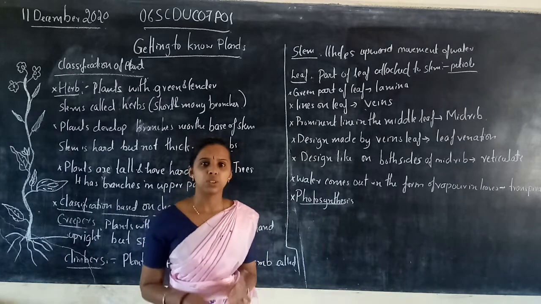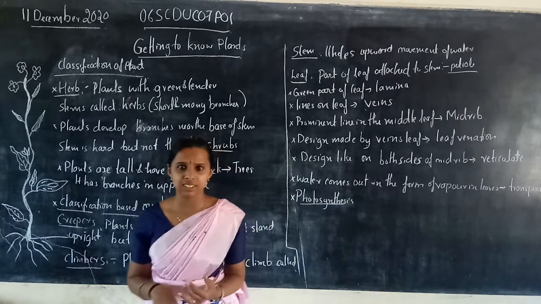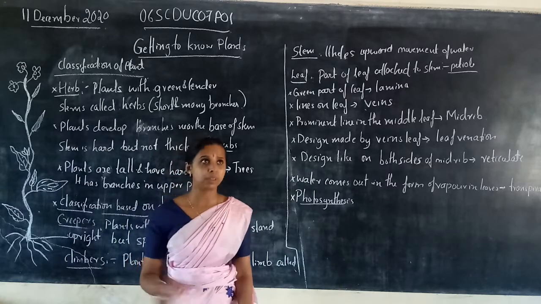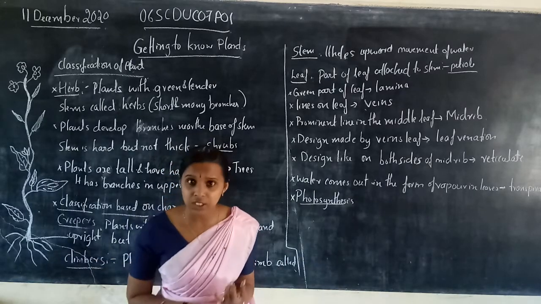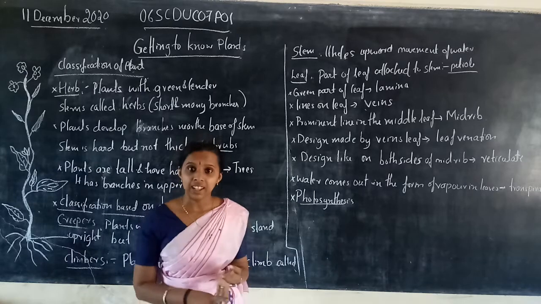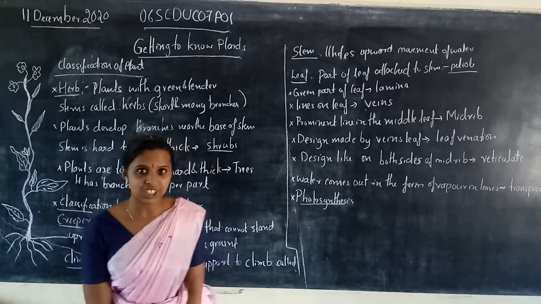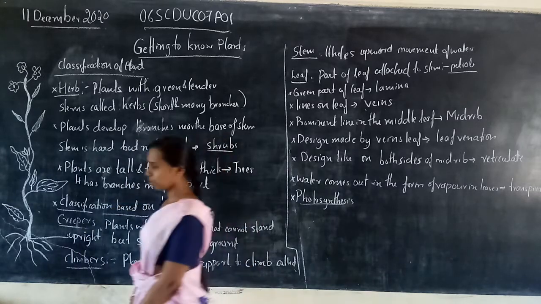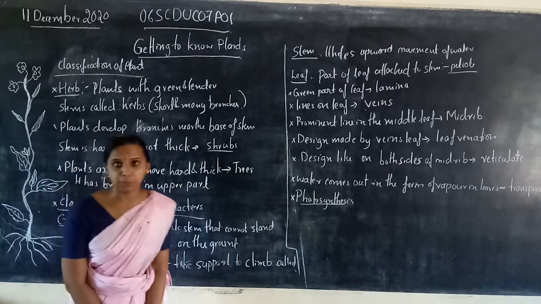Yes. So the plant is green in color. Some are small plants, some are like trees. They give fruits, flowers, and so on. Right, children? Yes. In this class, we study plants in detail.